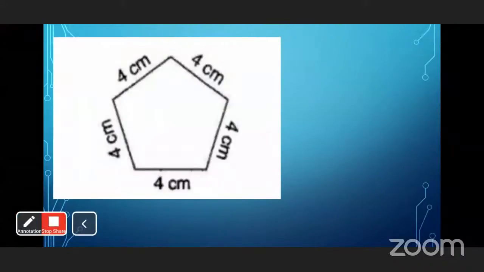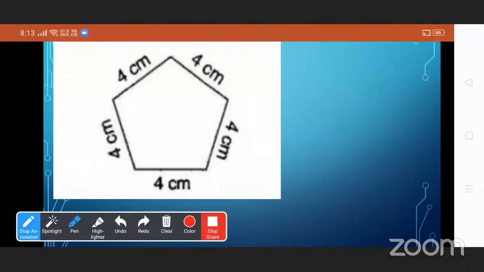Okay. See here, all these sides are equal, na? Yes, 4 centimeter. So to find out the perimeter of this figure, what do we have to do? We have to add it. It is very easy, na? How many centimeters? 20 centimeters.